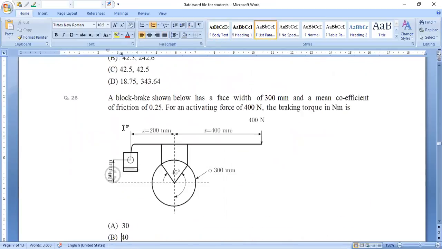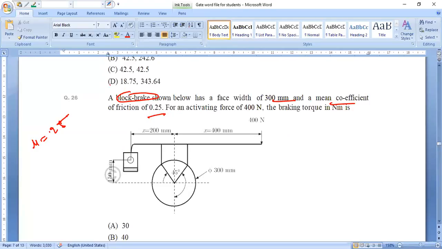Next question is block brake. Yes, this question relates to brake. So I will take this. So it is a question related to block brake. Shown below has a face width of 300. Mean coefficient of friction 0.25. So mu is 0.25 over here.